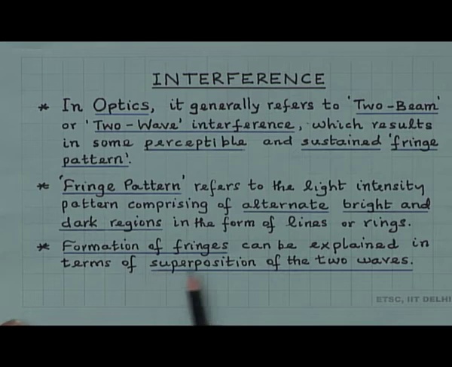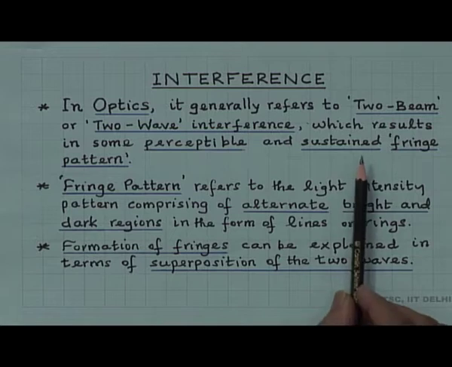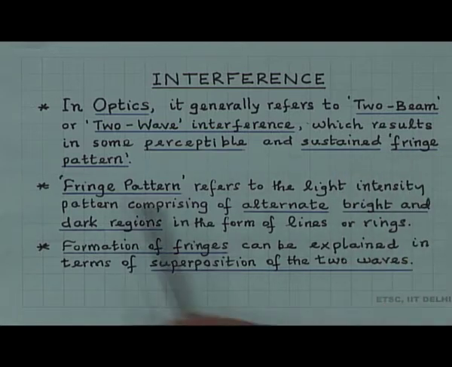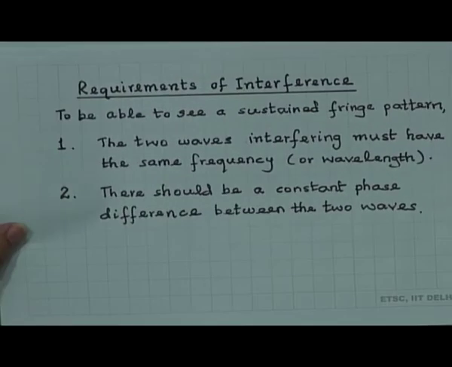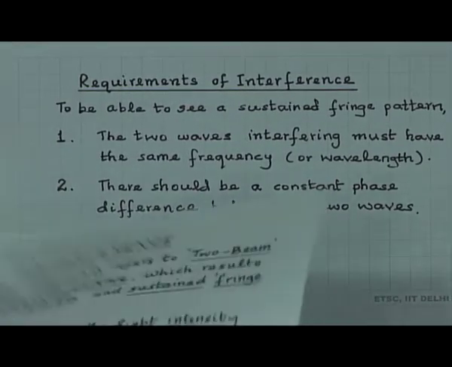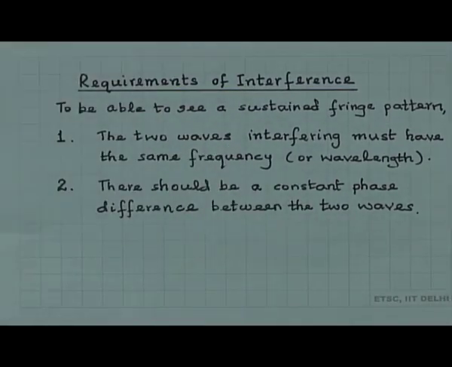And formation of fringes can be explained in terms of superposition of the two waves. So, first let us look at the requirements to obtain a sustained fringe pattern. So, here are the requirements of interference. What are the requirements of interference?